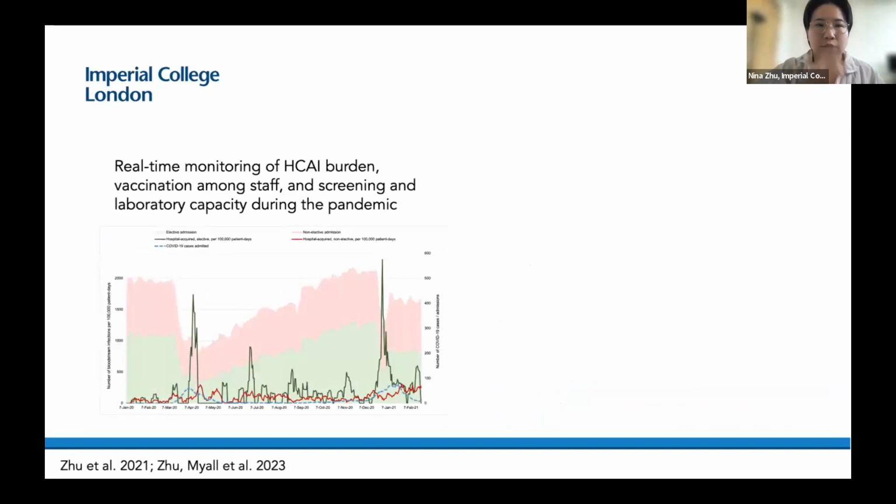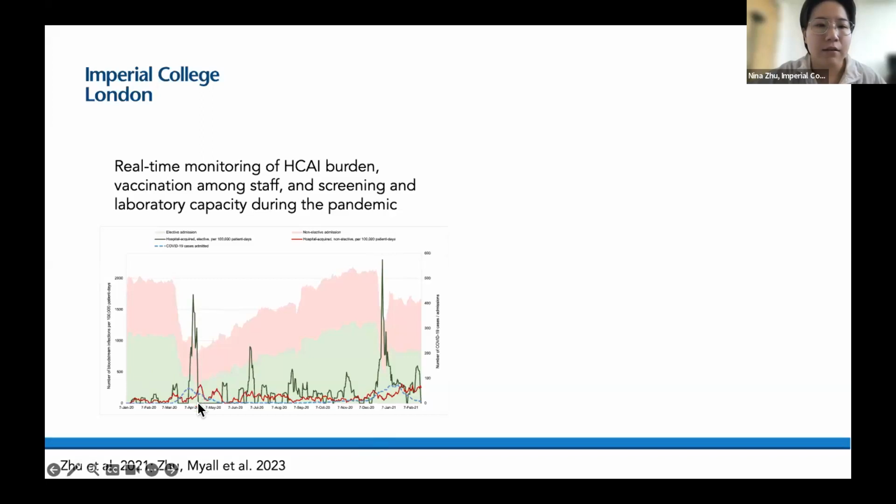So this is, first of all, an example of what we did using this kind of linked dataset to look at healthcare associated burden during the pandemic. We also monitored vaccination level among clinicians during the pandemic, and also the screening and laboratory capacity. What we're showing here is, the shaded background shows the COVID and non-COVID admission, and you can see there's a dip during the first COVID wave, and another dip in the level of admission during the second pandemic wave.